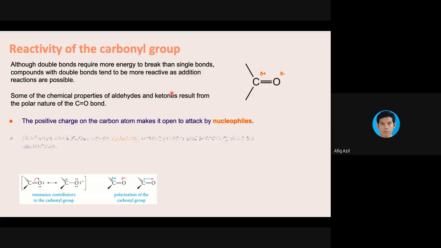So let's see the reactivity of the carbonyl group. Before we go to the reaction part, we'll look at the reactivity of the carbonyl group. What kind of reaction can a carbonyl compound undergo? Although double bonds require more energy to break than single bonds, compounds with double bonds tend to be more reactive as addition reactions are possible. Okay, so you have C double bond O, they prefer to have addition reactions, meaning you add something to the reaction.